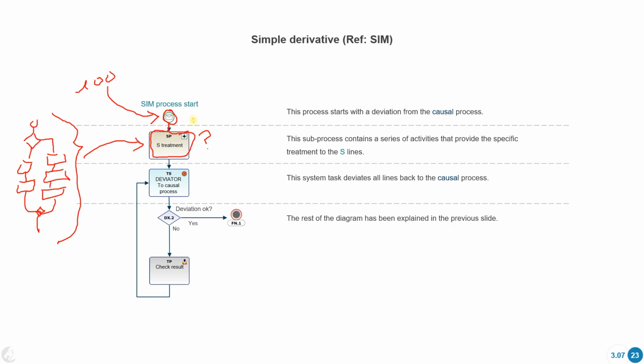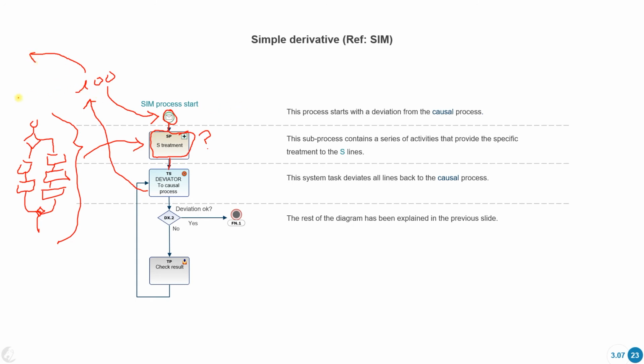What I want to explain is that here this process starts. Here we give these lines a specific treatment. And once this specific treatment has been given, the flow is going to continue, and this deviator is going to deviate all 100 lines back to the source. So it's going to send the lines back to the source.